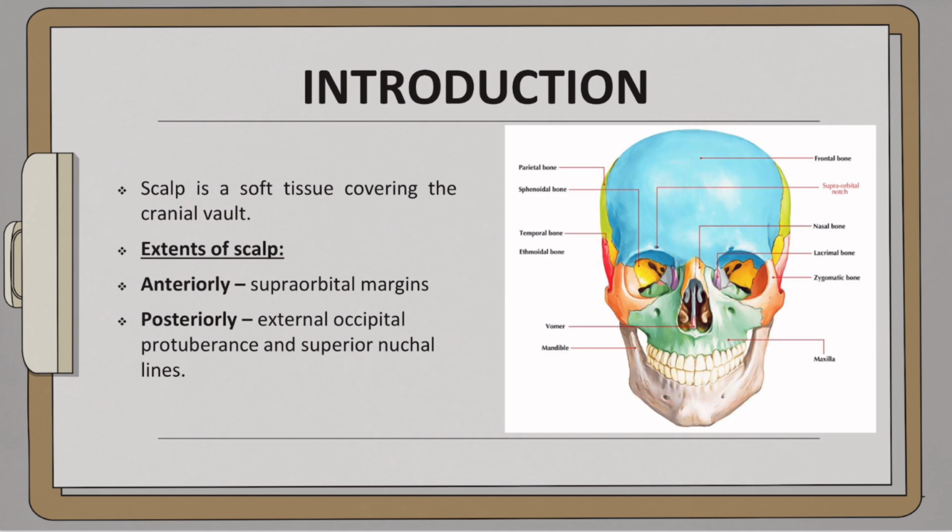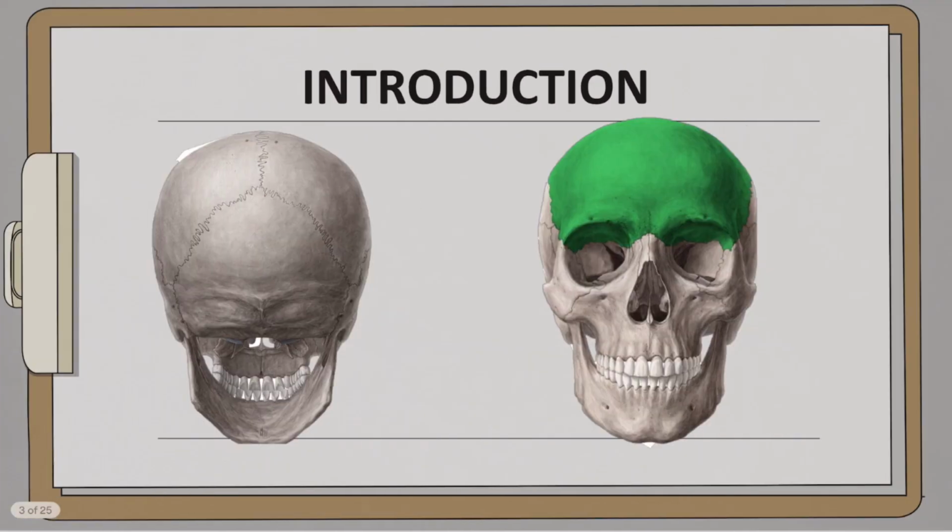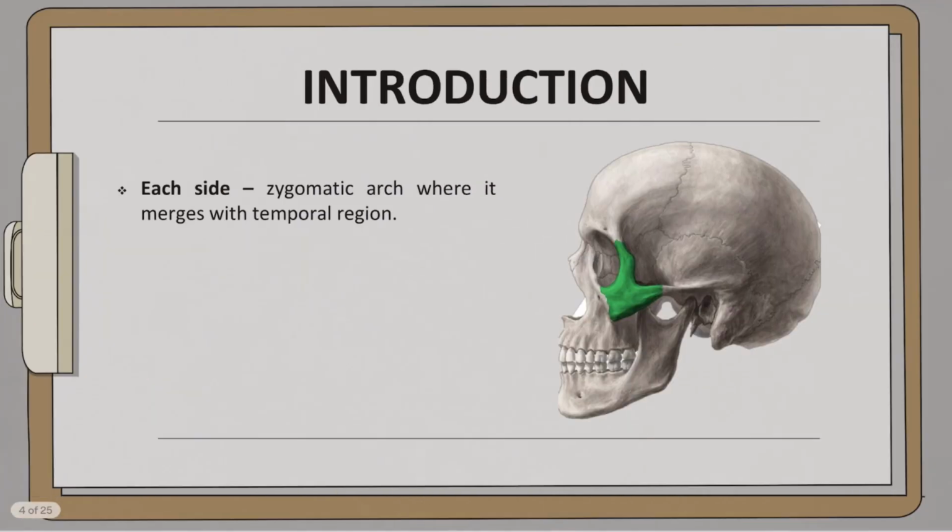So this scalp extends anteriorly from the supraorbital margin. This is the orbit and this is the supraorbital margin. Posteriorly, it extends from the external occipital protuberance and superior nuchal line. You can see in this picture, this is the protuberance with the superior nuchal line. This is the junction between the head and the neck. So up to here, posteriorly, the scalp is present. And laterally, the scalp extends till the zygomatic arch. So this is the boundary of the scalp.